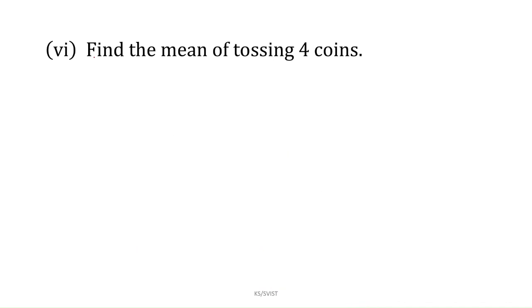Next question is, find the mean of tossing 4 coins. Let's draw the tree diagram. Tossing of a coin will get two outcomes, head and tail. After head, we can get head and tail. After tail, we can get head and tail. Here after head, we can get head and tail. Here after tail, we can get head and tail.